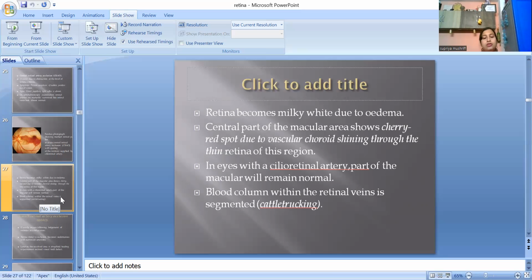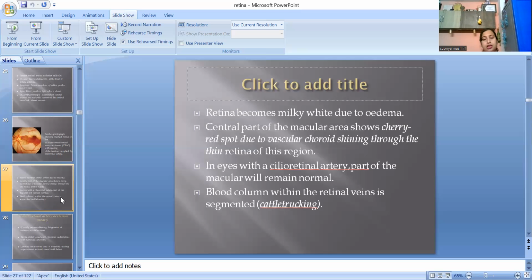And what are the signs we will look for? Visual acuity will be PL, or sometimes, if it is very late, PL will be absent. Sometimes PL will be present if it is early. And there will be RAPD, or the reaction will be absent. And when we dilate the fundus, we will see on fundoscopy a pale white retina with a cherry red spot at the macula. And I have told you the reason behind this.